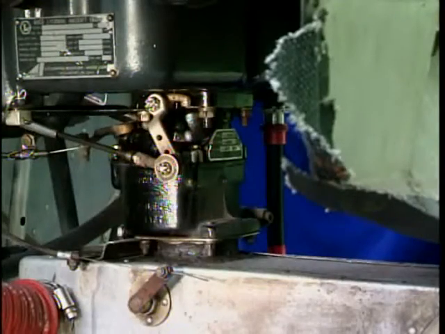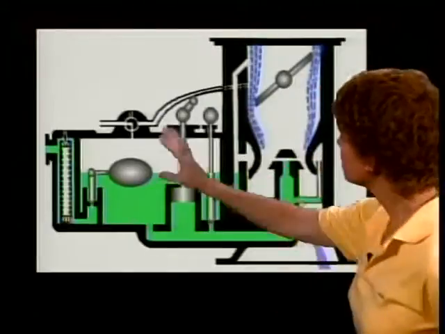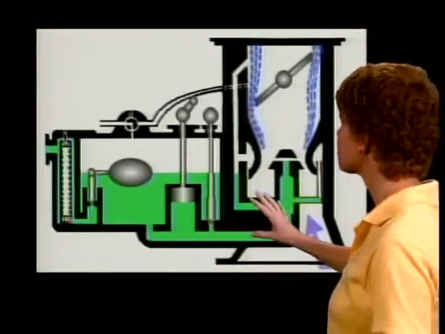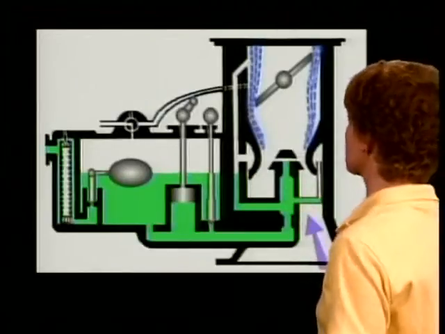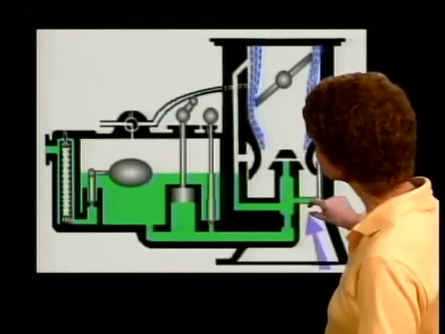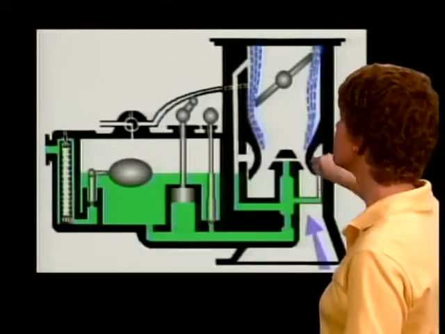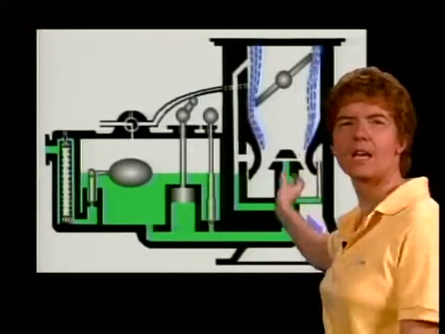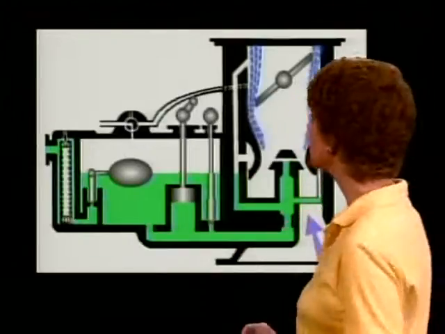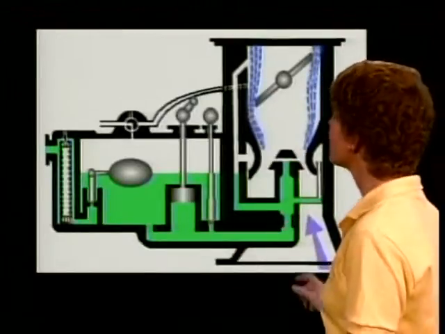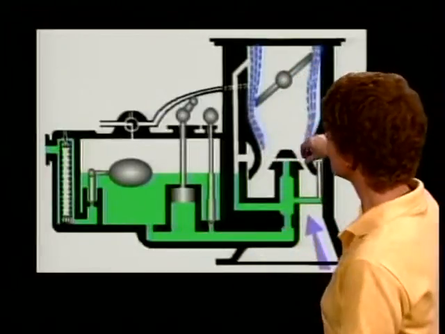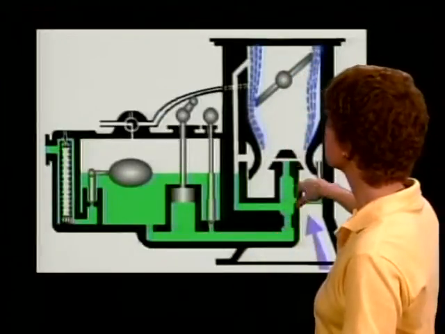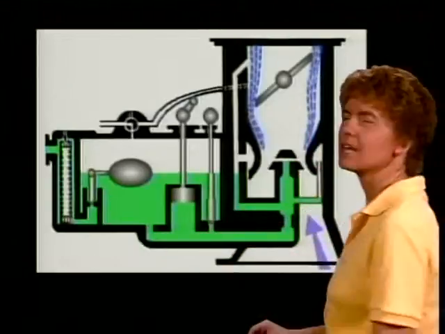Let's talk about the operating principle for float-type carburetors. Float-type carburetors operate on the principle that you have a lot of air coming in through the carburetor intake, but it's got to go through this venturi, this narrow passageway in the carburetor. And as the air goes through there, it speeds up and the pressure of the air drops. And as the pressure of the air drops, it pulls the fuel out from the float area in the carburetor.